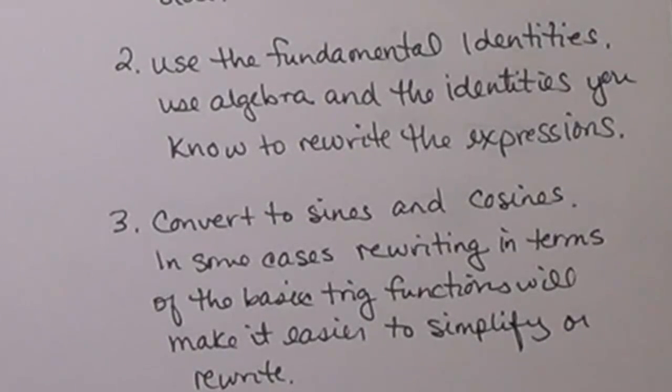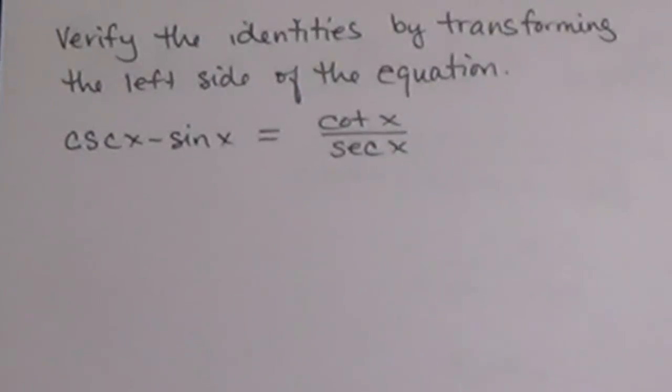And then lastly, convert to sines and cosines. In some cases, you may not be able to use some of those properties to rewrite functions. And so in that case, you want to just take it back to basic trig functions to make it easier to simplify or rewrite. So let's look at a couple of examples.